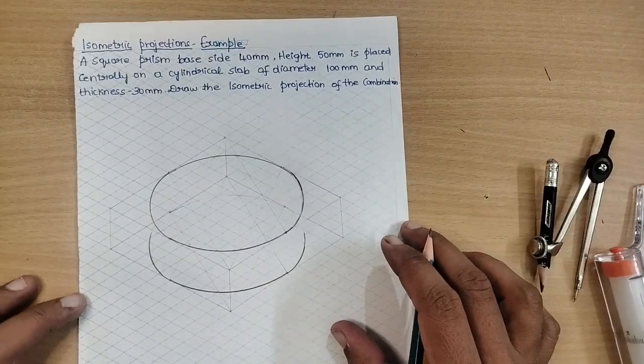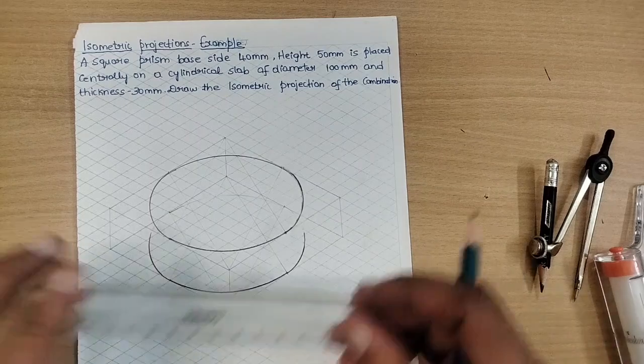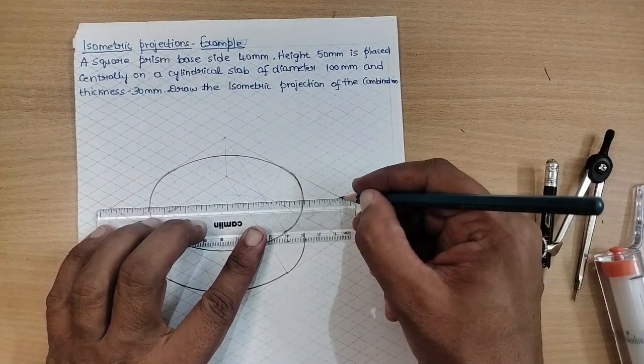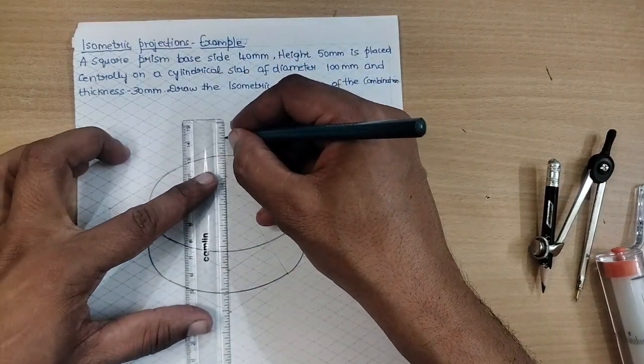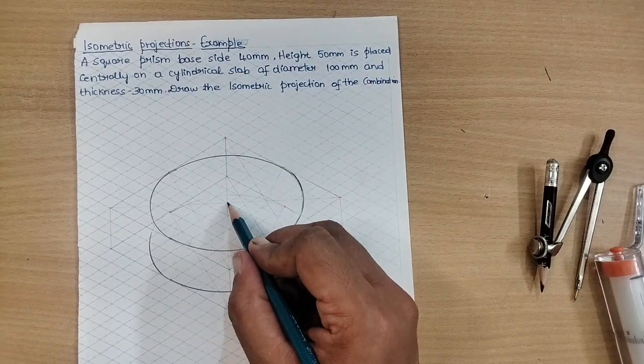Now exactly at the center, a square prism has to be placed. But the question is, where is the center? Join the opposite corners of the rhombus. Both will intersect at a common point and that would be the center of the rhombus. Yes, we can see the intersection point here.